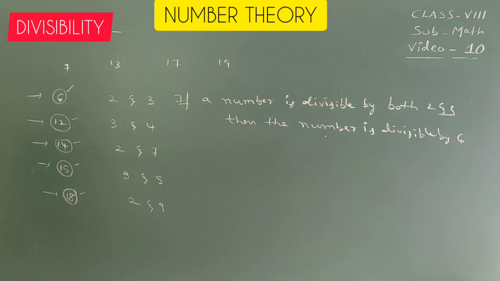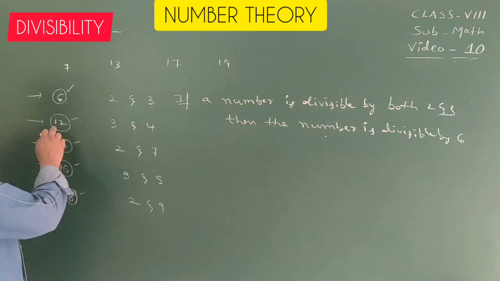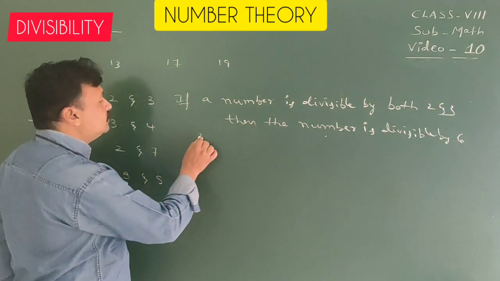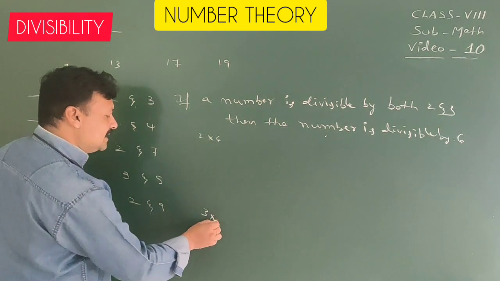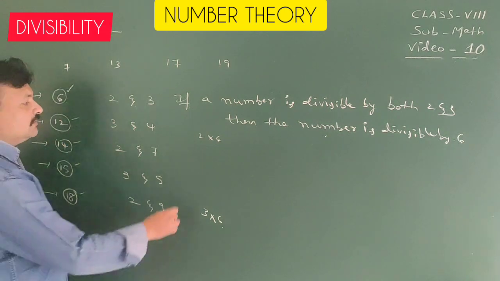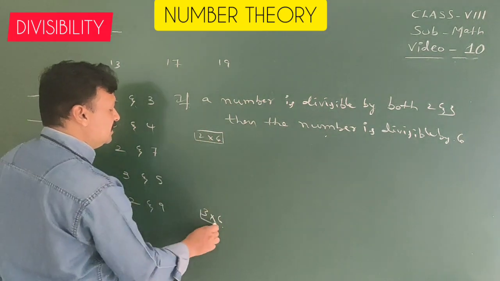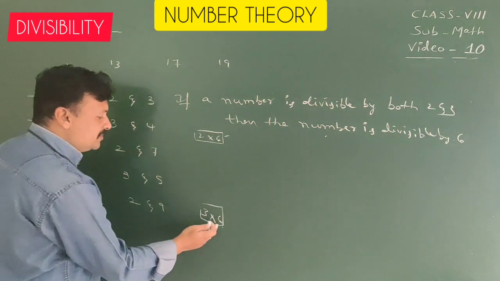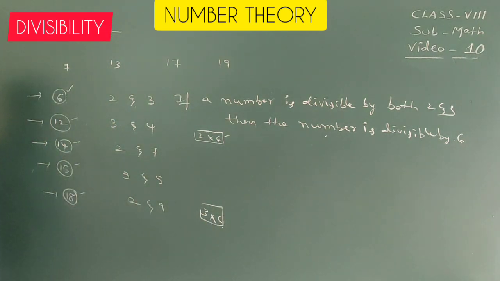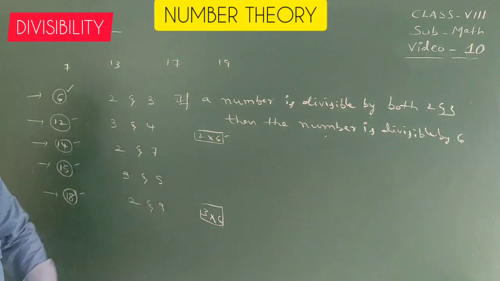Why do we need to consider these numbers only? For 12 we have 2 and 6 also. For 18 we have 3 and 6. But why don't we consider that if a number is divisible by 2 and 6, then the number is divisible by 12, or if a number is divisible by 3 and 6, then the number is divisible by 18? Why won't we consider this one?